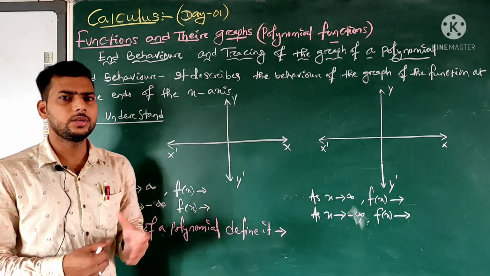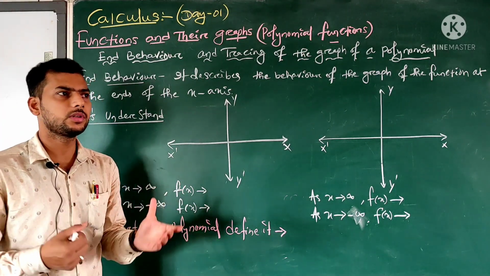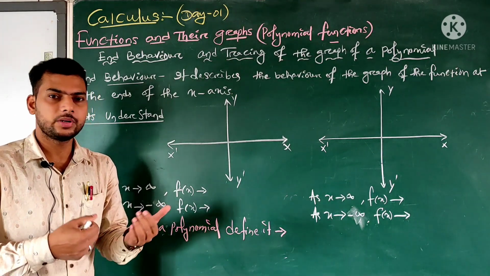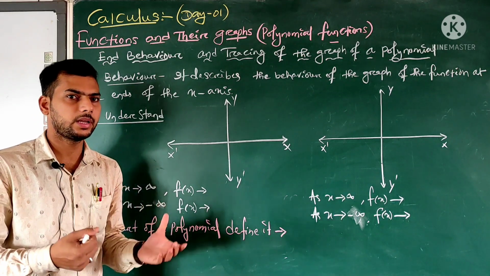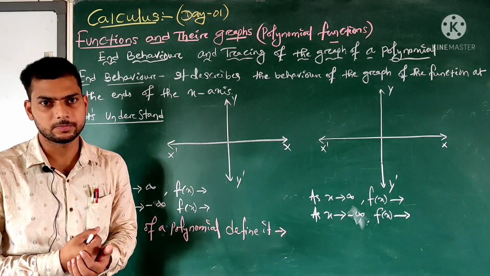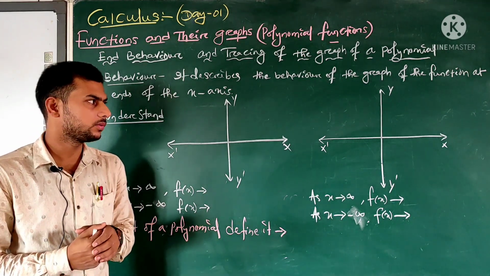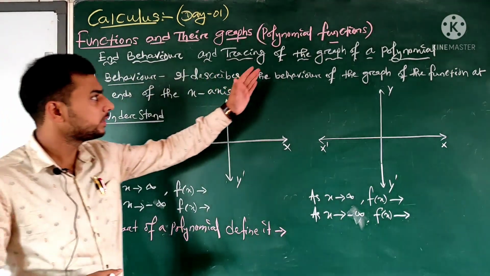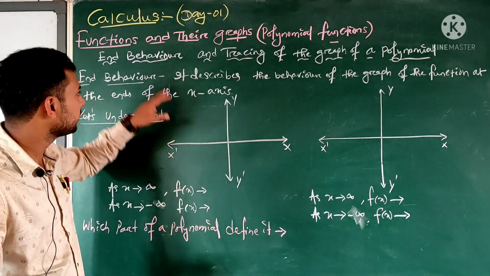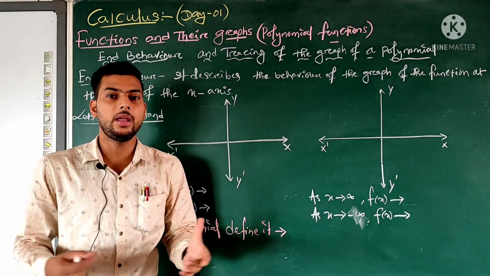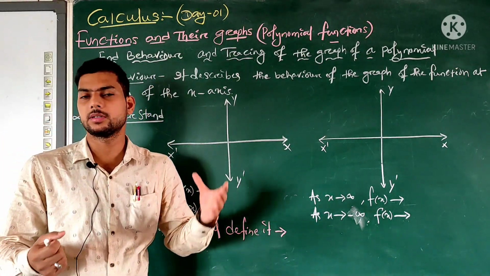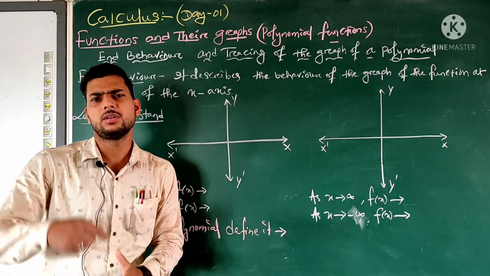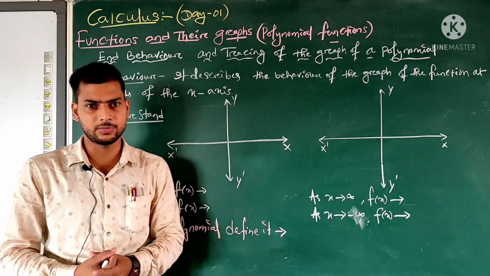So it is very important to know the behavior of the graph in the case of a polynomial. The others we will also discuss in due course of time. So the end behavior and tracing of the graph of a polynomial is what you all need. We will try to understand this concept and use it to trace a graph. Trace means to draw or construct a graph.